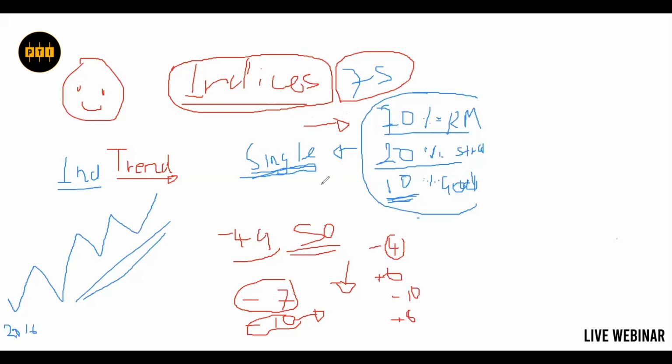Proper risk management. So guys, as we trade indices, let us not trade like people who are gambling. Let us not behave like gamblers, guys.